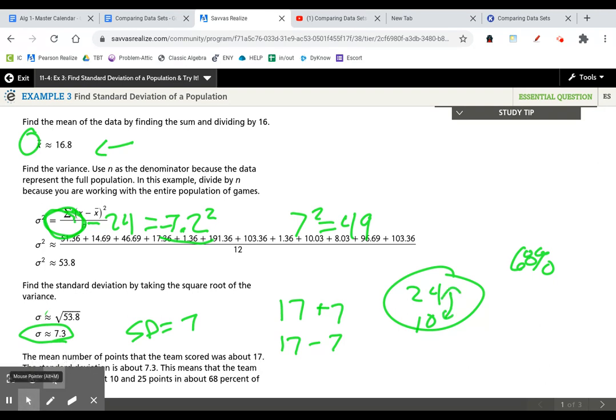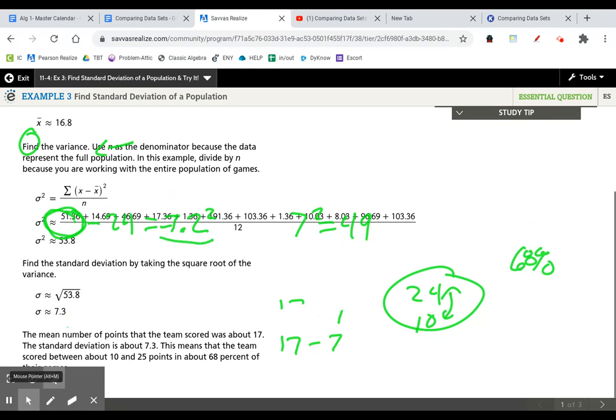And I think that's what it's going to tell us here if I move these couple of things and let us check it out. It says the mean number of points that the team has scored is about 17. Yep. The standard deviation is about 7.3. This means the team scored between 10 and 25 points per game, 68% of their games. So a large portion of their games, within one standard deviation, they're scoring somewhere between 24 and 10. If we wanted to go a little bit further, we could use standard deviation further there, but that's as far as I want to go on that question.